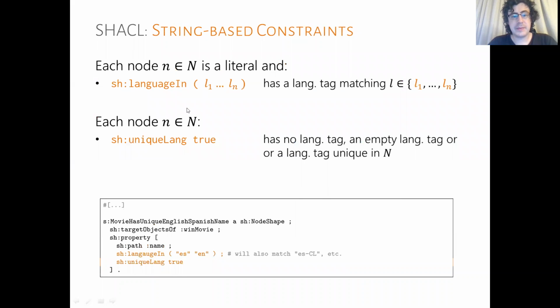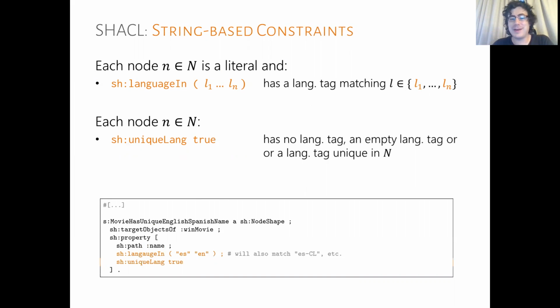Okay. So we also have some constraints for languages. The first one is that we can define a list of permitted languages. So essentially we say that the nodes have to have a language tag that matches one of the language tags in the list. Or we can say that a particular node must have unique values for a language tag.